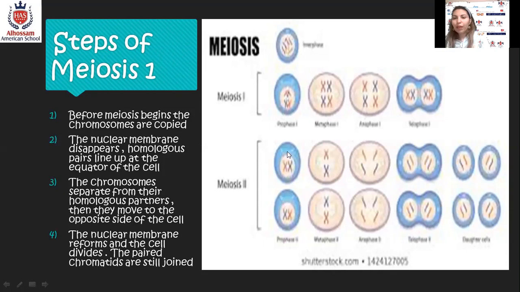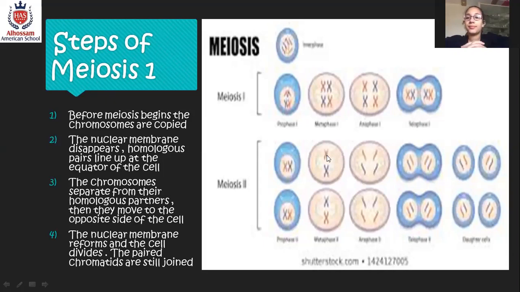Each one will make the same steps to give two. So we start with a haploid cell and give two haploid cells. So finally we'll have 4 daughter cells or 4 haploid cells. 1, 2, 3, 4. So what happens in meiosis 2? Starting with two haploid cells.